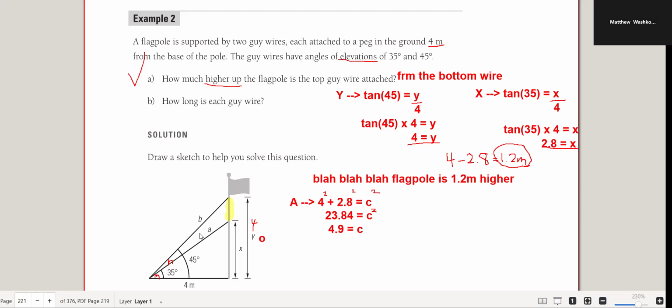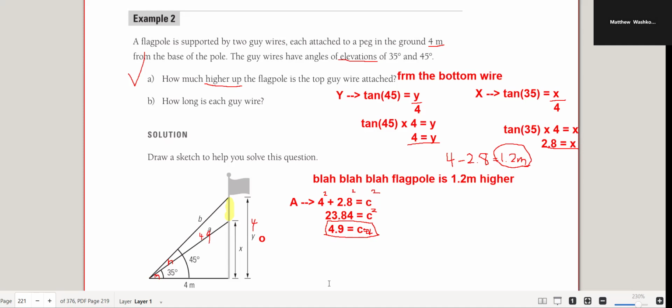That is this length in this case. So this is 4.9, but it says A over here. Yes, you're right, but we use C to represent the hypotenuse in Pythagoras, so it's equal to A as well. I know that's a little confusing, and I do apologize. That's just how math works sometimes.